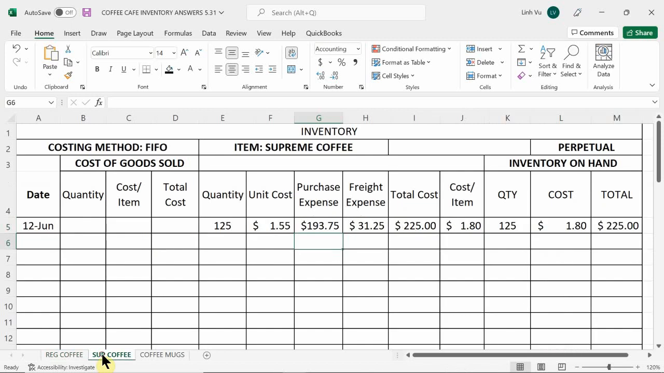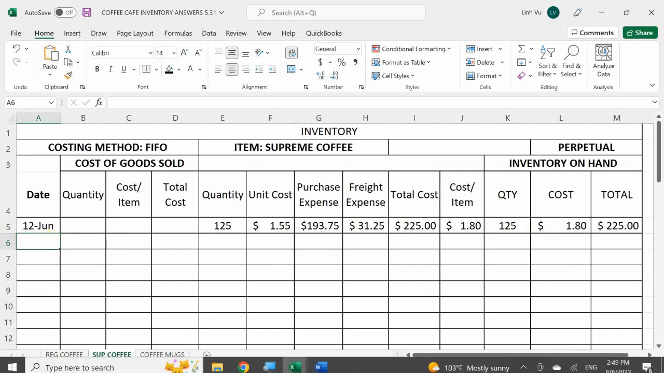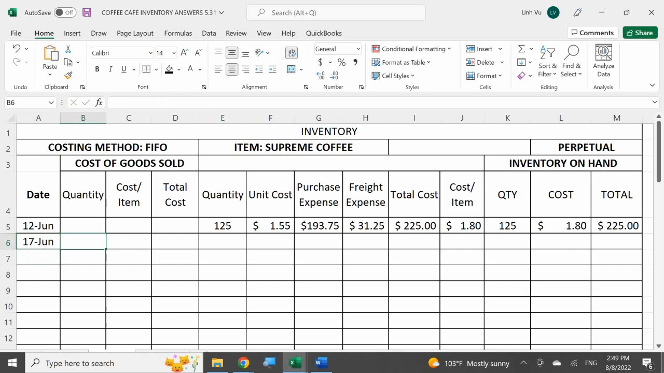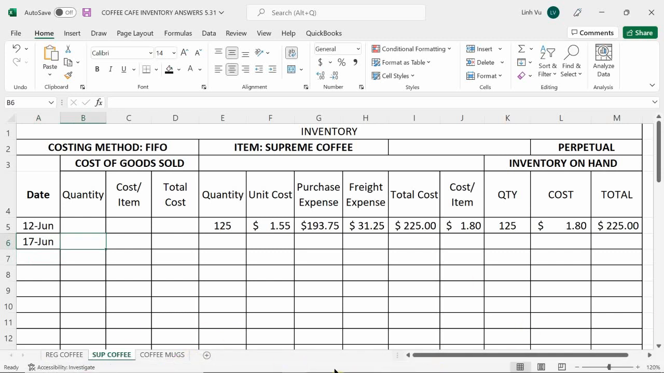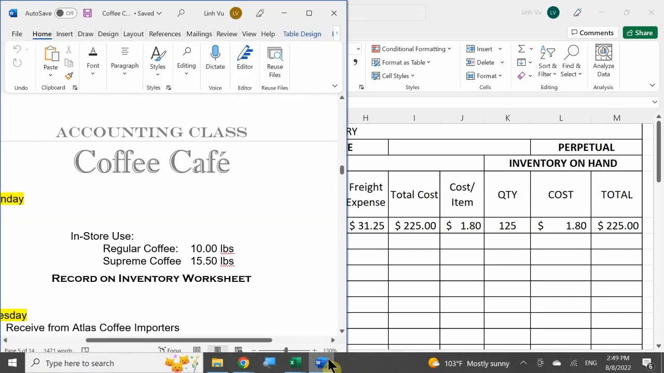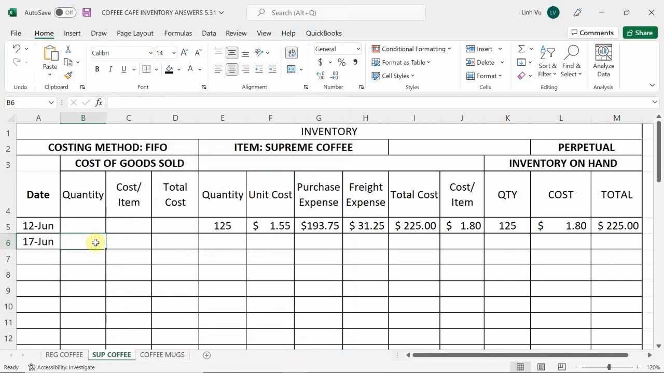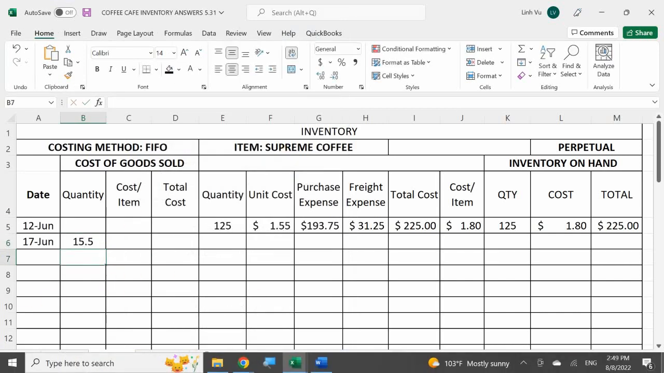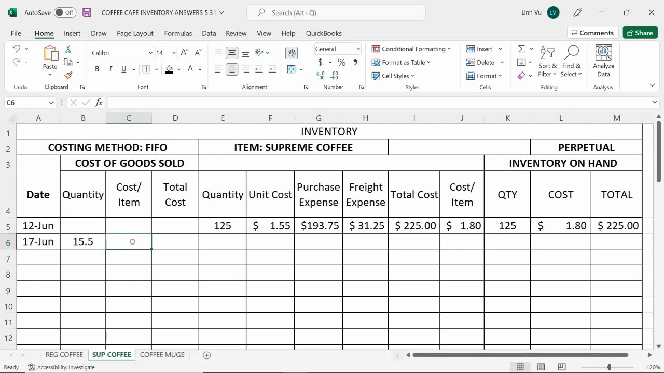Now let's go ahead and do my Supreme coffee. How many pounds did we use for my in-store sales here? I used 15 and a half. No, 15.5. Okay? We're using the rules of FIFO now to calculate the cost of goods sold. So right now, how many batches of inventory do I have? One. What is its cost per item? $1.80. Right now, I only have one batch of inventory, and it's currently costing $1.80 per pound.